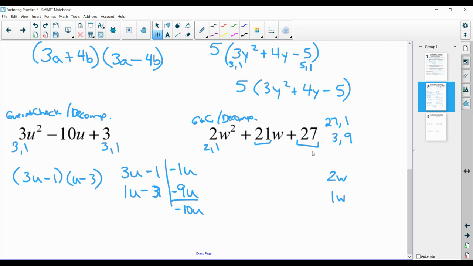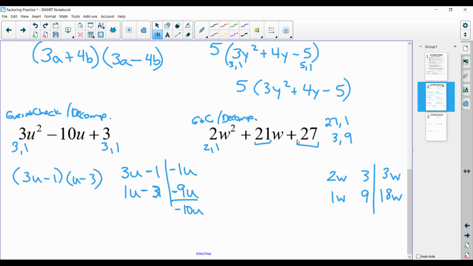So we want the 2 to be multiplied by the 9, so it's going to go down here. And we want the 1 to be multiplied by the 3, so it's going to go here. Again, notice I haven't looked at signs yet. 2 times 9 is 18w, and 1w times 3 is 3w.